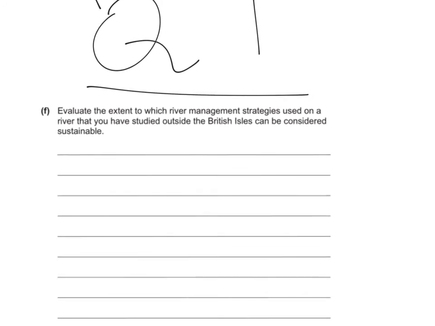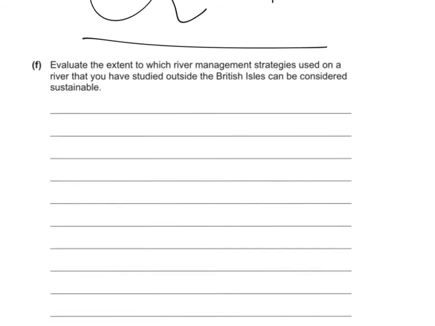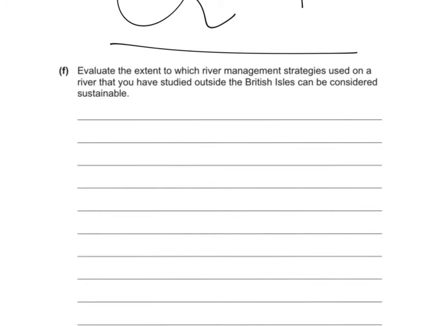Okay, some examples. So question 1. Evaluate the extent to which river management strategies used in a river that you have studied outside the British Isles can be considered sustainable. Command word here, evaluate, so positives, negatives, personal opinion. Outside the British Isles immediately tells you that it's the Mississippi, and the stem of the question here is asking you about sustainability. If you're comfortable with having a go at this question, you can pause the video now.